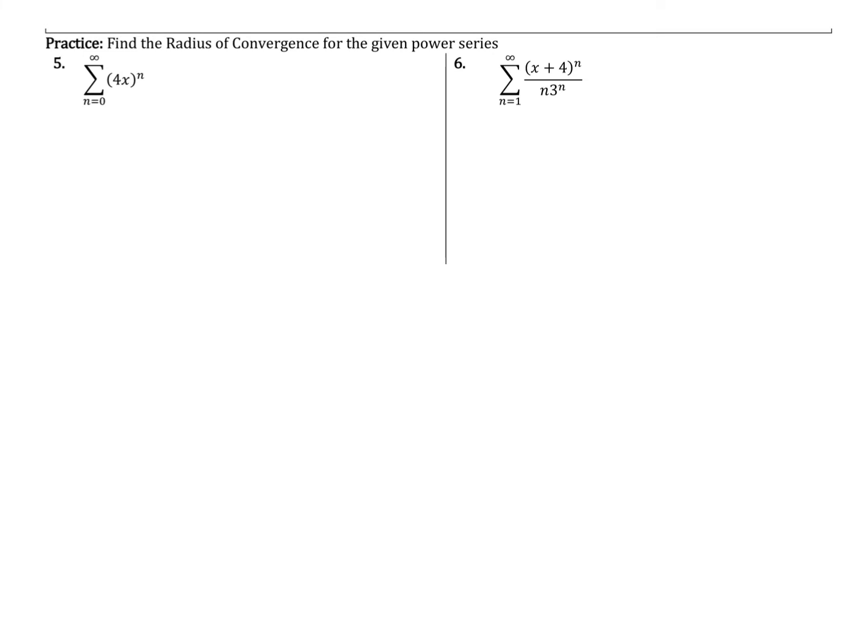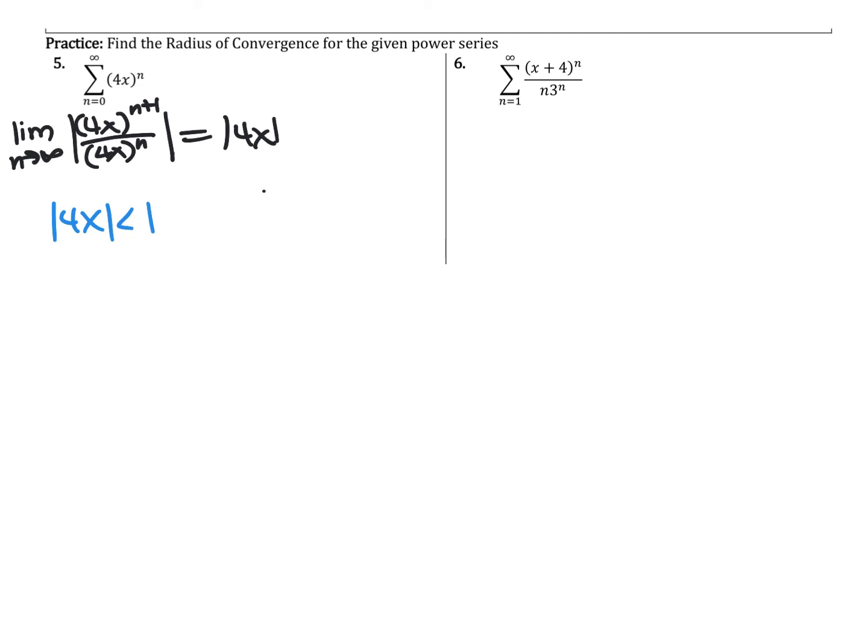All right, so step one, let's perform the ratio test. So we're going to set up our limit. This is going to be equal to the absolute value of 4x as n goes to infinity. We need this to be less than 1. So -1 is less than 4x is less than 1. So -1/4 is less than x is less than 1/4.